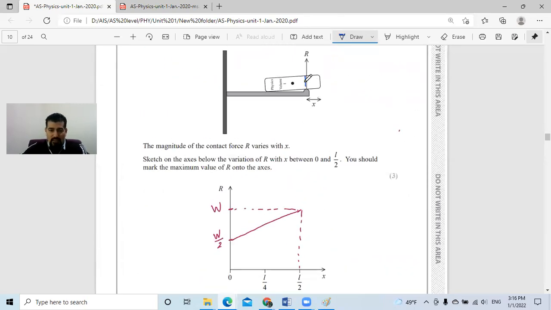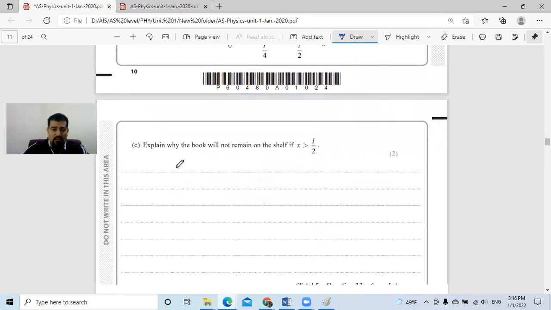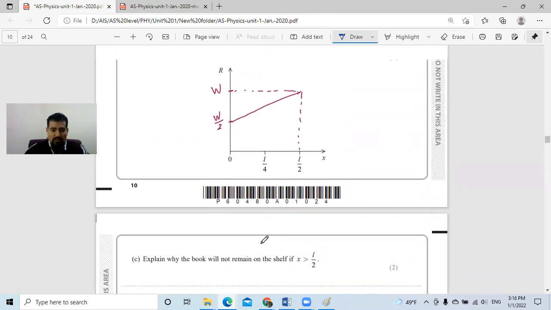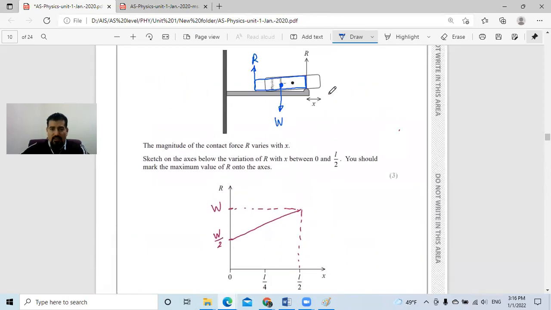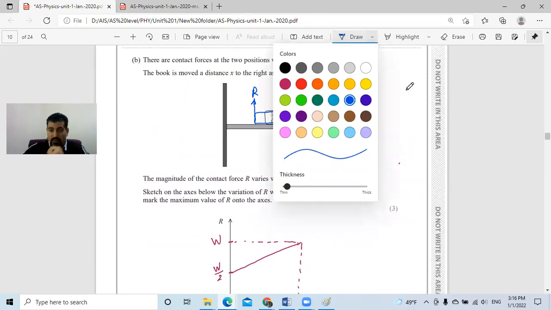So again, when the book is exactly at the distance x equals 0, the book is in this position as shown. The weight will be exactly in the middle on my drawing, on my blue line. There will be R here and R here, normal contact at both edges, and both R's are approximately equal because they are at equal distance from each other. Explain why the book will not remain on the shelf after distance x equals what?